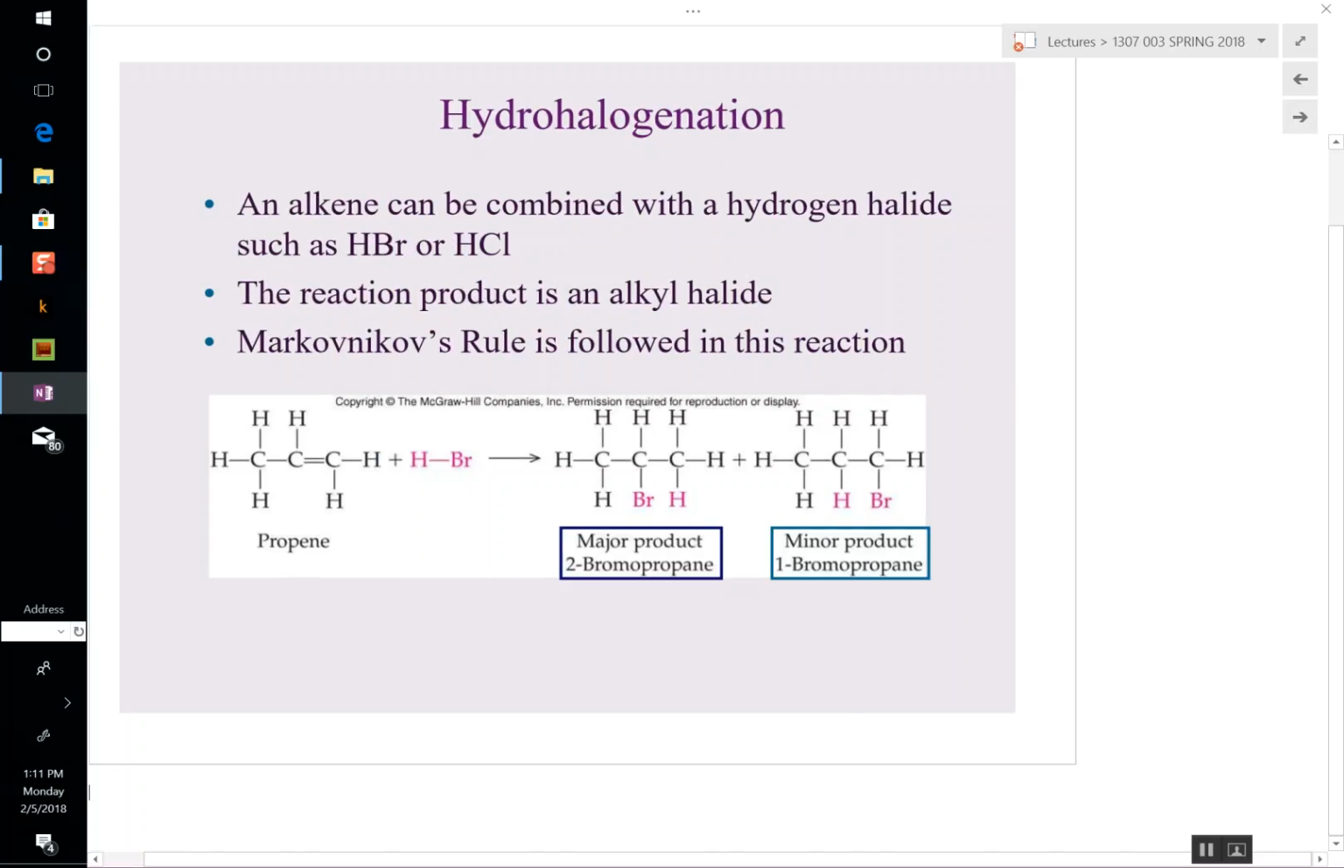All right, so here's propene again. Here's HBr. So we're down to the fourth one now. HX. X is a halogen. So up here when it was hydrogen, we called it hydrogenation. When it was halogen, we called it halogenation. Here we're going to bring in both of them. Hydrohalogenation.